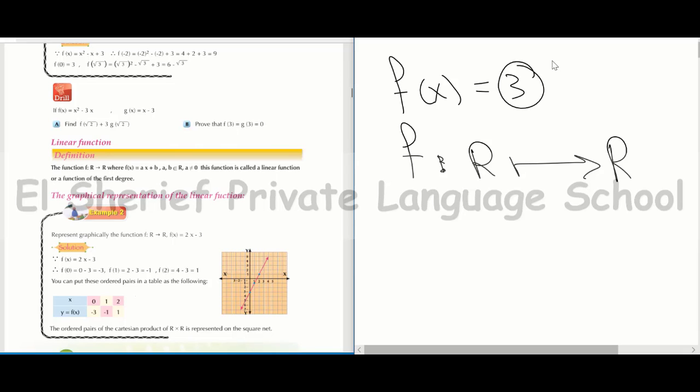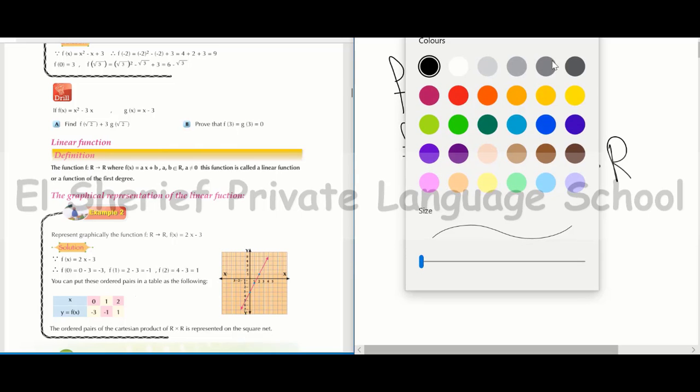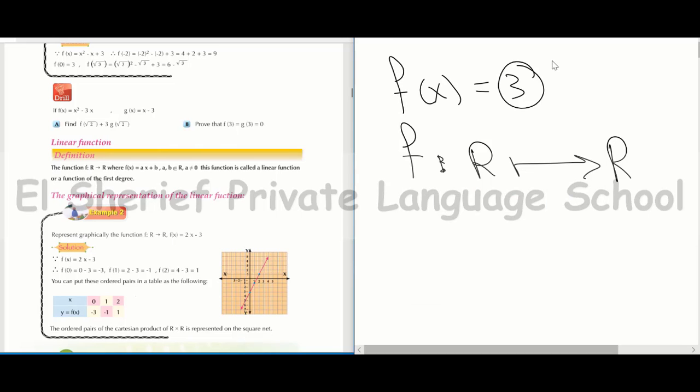This function represent graphically أو أي constant function represent graphically as a straight line parallel to x-axis. For example, this function f of x equals 3, it passing through the point 0 and 3 like this.